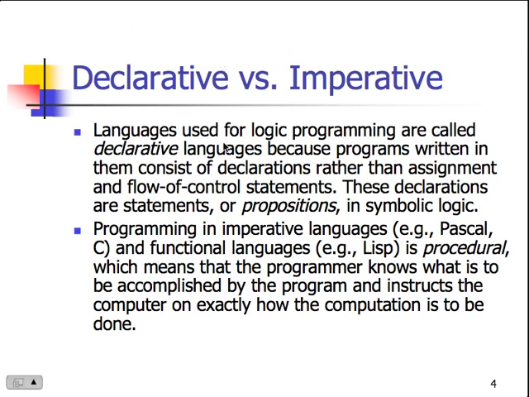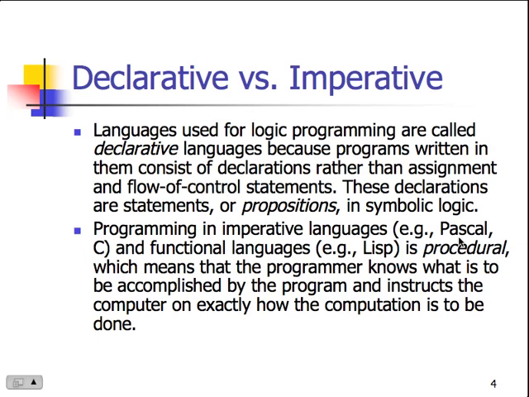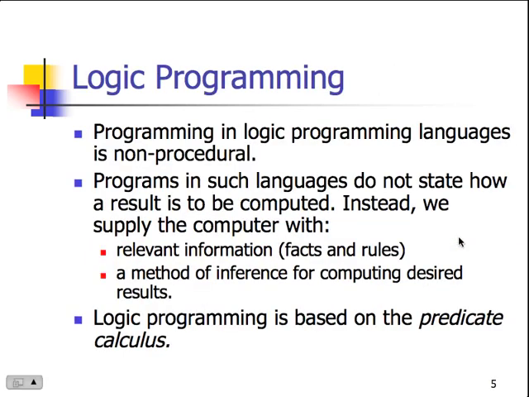All right, so it's called a declarative language because the programs are written in consistent declarations versus programming language statements, which is a lot different from other procedural or functional languages. So programming and logic language is not procedural. There's no main program, just like Scheme. There's no main, there's no iteration or flow control. So programs in these languages state how a result is going to be computed. So instead, we supply the computer with a couple of components, facts and rules. So we have the relevant information, the facts and the rules, and then the method for the inference for computing the desired result from the facts and the rules.